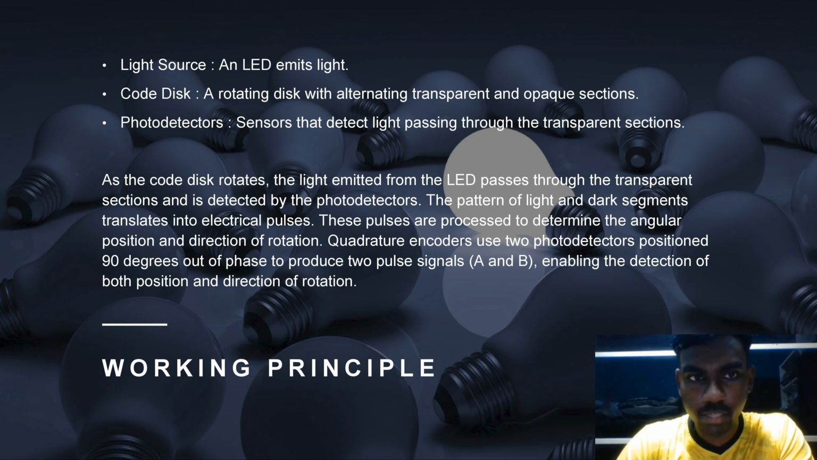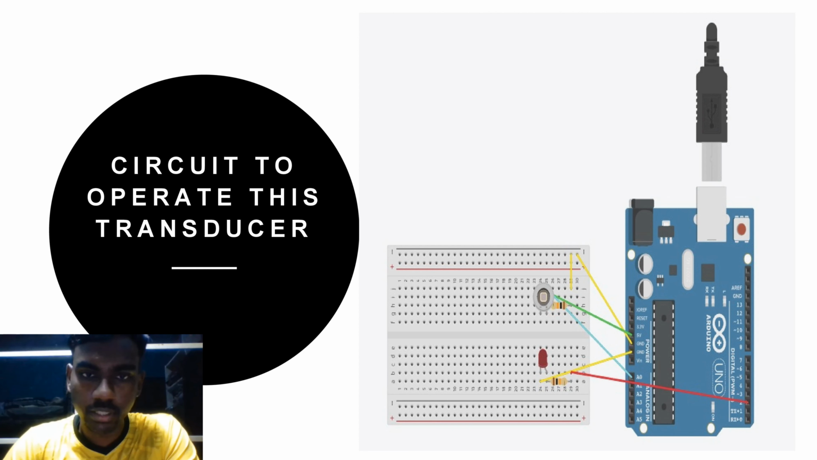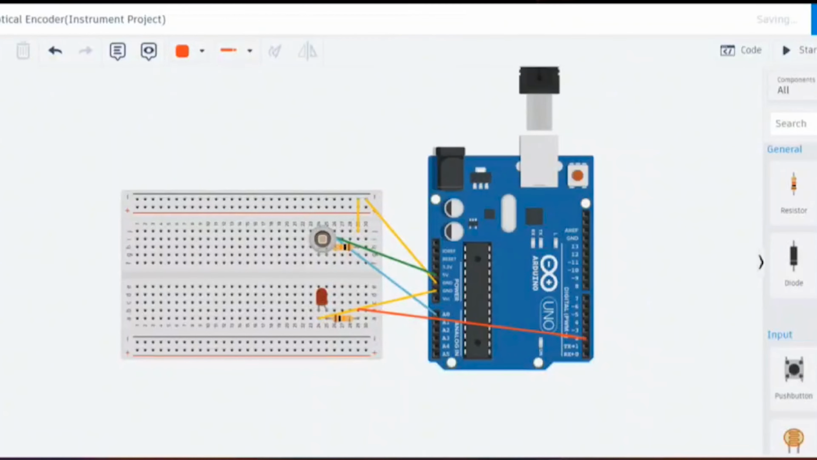Next is the working principle. There are three main things: the LED as a light source; the code disc, which is a rotating disc with alternating transparent and opaque sections; and the last one is photodetectors, sensors that detect light passing through the transparent section. Before getting into how the encoder works, let me show the circuit that we created in Tinkercad.